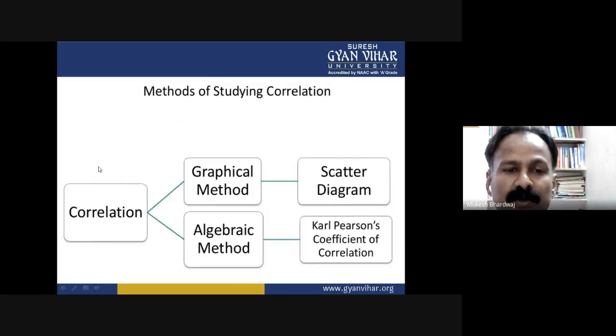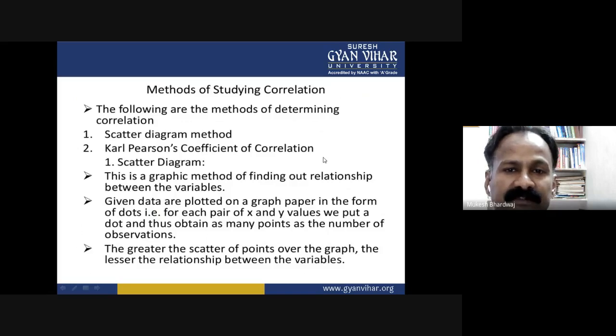Methods of studying correlation. Correlation is studied by two methods. One is the graphical method, the second is the algebraic method. The graphical method is based on the scatter diagram, and the algebraic method is based on Karl Pearson's coefficient of correlation. So the methods of studying correlation are: the scatter diagram method and Karl Pearson's coefficient of correlation.